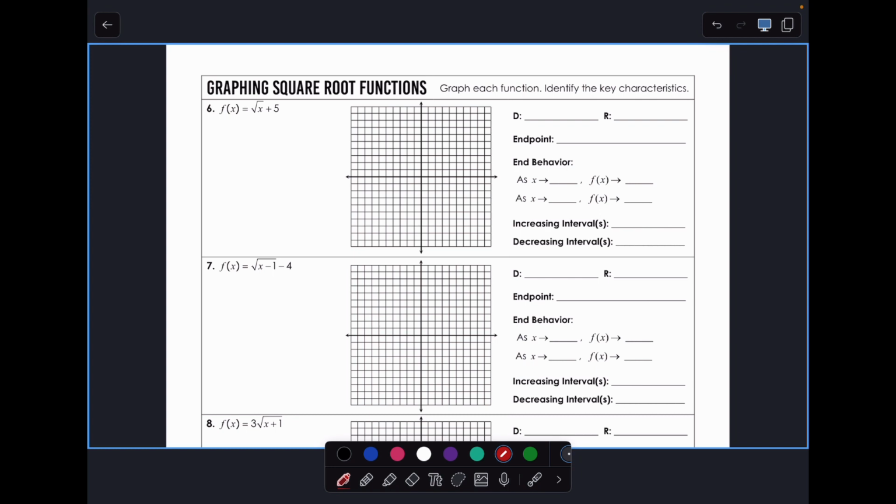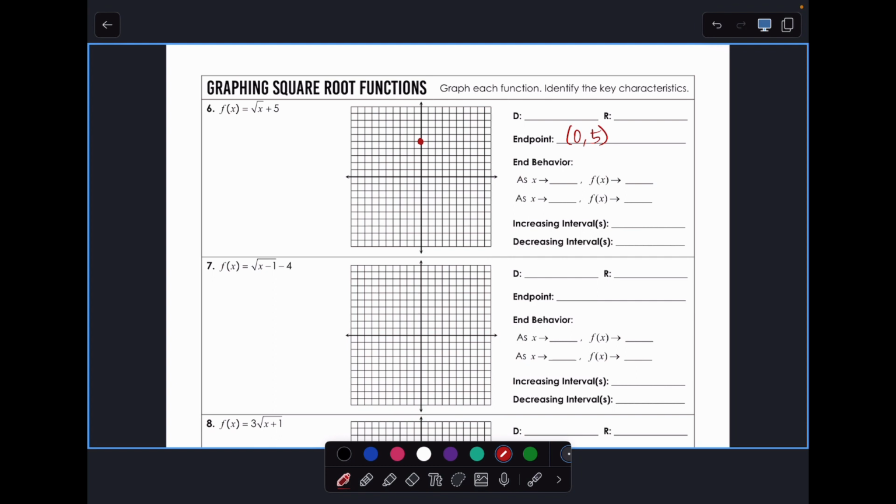All right, f of x equals square root of x plus 5. Where's my endpoint? Whoa, time out. Plus 5 is not part of the radicand. This is plus k. Where is the 5? Outside the radical. So this is going to be shifting to the left 5 or up 5? Up 5. So this is going to be 0, 5. Here we go. There's my endpoint. Okay?